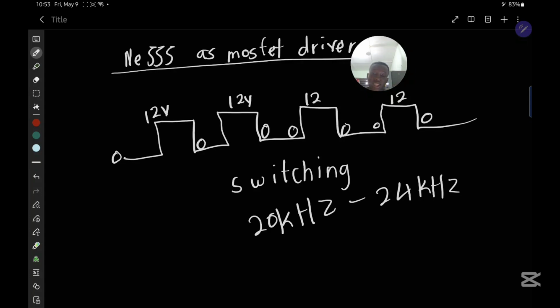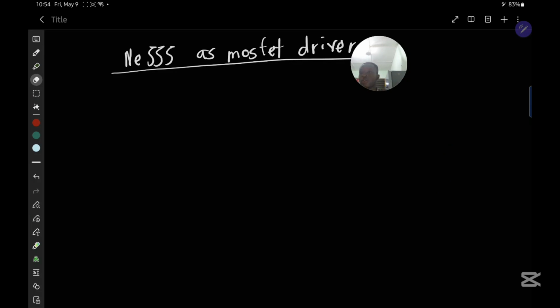With that said, and with that out of the way, let's move on to the main concept of this video, that's using the NE555 as a MOSFET driver. For us to understand this whole concept, we have to understand what a MOSFET is. So we now understand what PWM is.